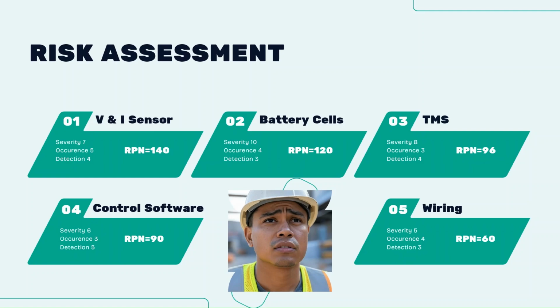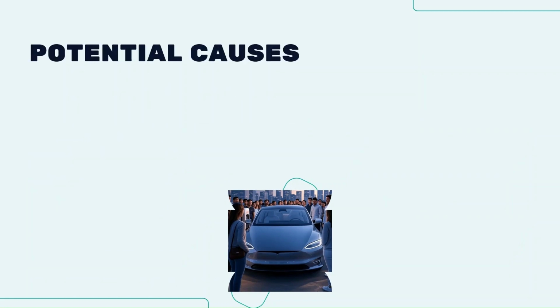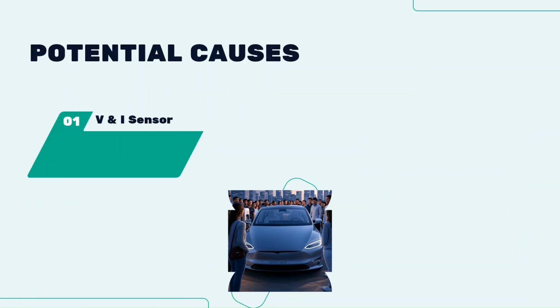Let us assume that we have taken a threshold of 80. As we could see, the majority of the RPNs are coming more than 80. So these can be said as the critical problems. Now, the potential causes. For the V&I sensor, the potential causes could be sensor drift, electrical noise, calibration error.